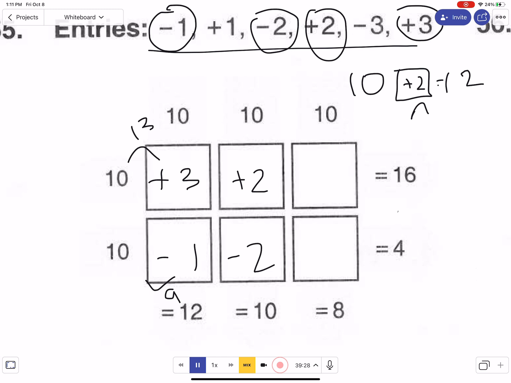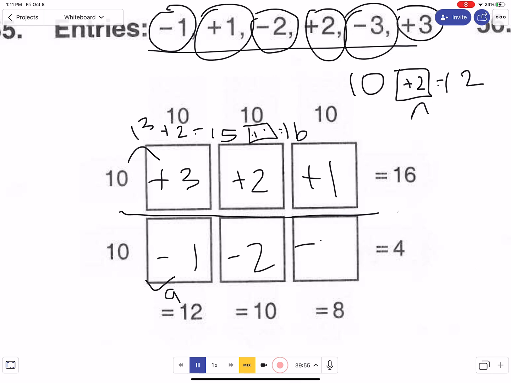So now we have our last 2 numbers. You can either do the column way, but I think I want to do the rows. Let's do the first row. We have 13 and then plus 2, that's 15. So to get from 15 to 16, what do we need? We need a plus 1. So plus 1 would go there. And our last remaining one would be minus 3.